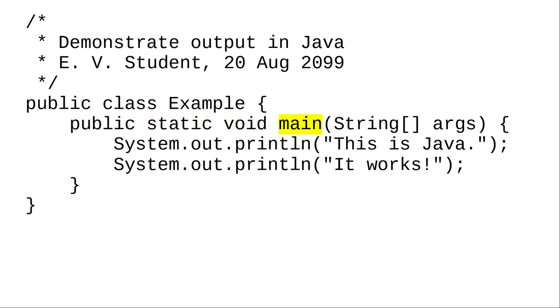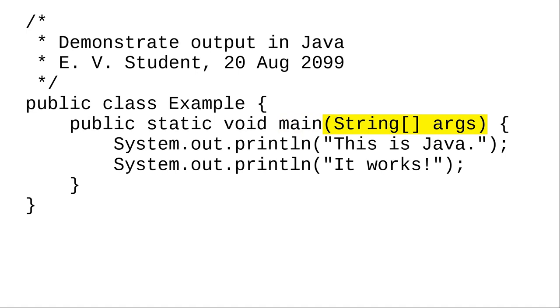Main is the name of the method. Whenever the operating system runs one of your Java programs, it looks for a method with that special name and starts by executing that method. By the way, Java is case sensitive. If you were to name that method main with a capital M, the operating system wouldn't find it when it tried to run your program.